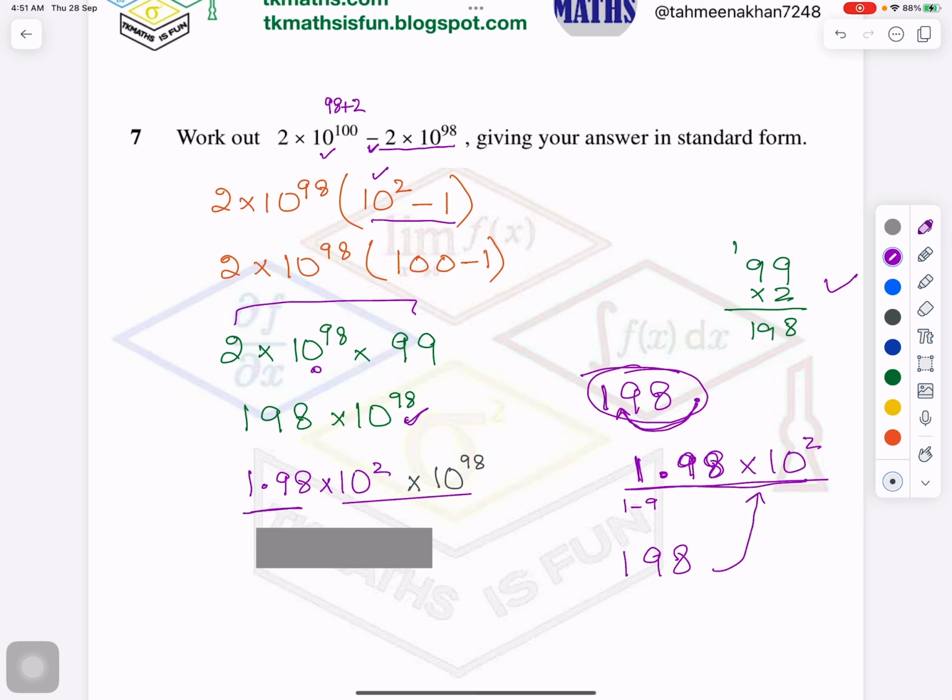Bases are the same, powers are different. So applying the law of indices, it will become what? 10 power 100. 98 plus 2 is 100. So you have worked out this original question into standard form. So 2 into 10 power 100 minus 2 into 10 power 98 in the standard form will be this.